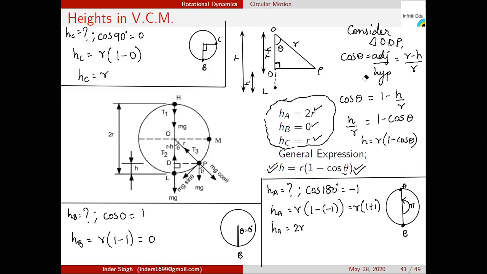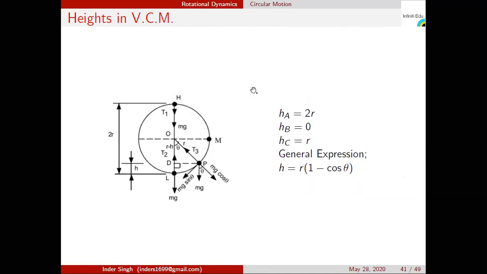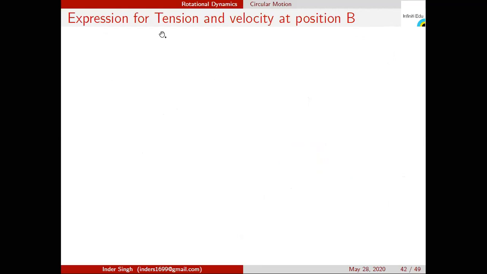So I hope you have completed this. Let us move to the next slide. Expression for tension and velocity at position B. Okay, so this is the next question. That is nothing but, derive an expression for.